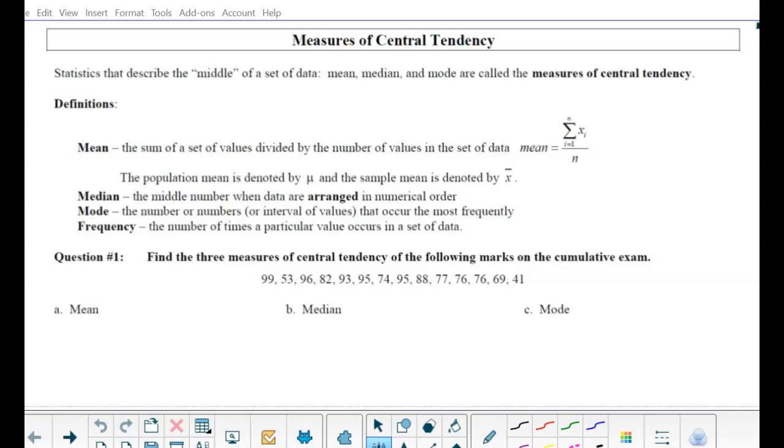Measures of central tendency, you've probably already talked about these. This is what I said might be a review for a lot of you. So when we talk about measures of central tendency, we want to talk about values that represent the middle of a set of data. Things that can represent the middle are the mean, the median, or the mode, depending on what kind of data you're dealing with.